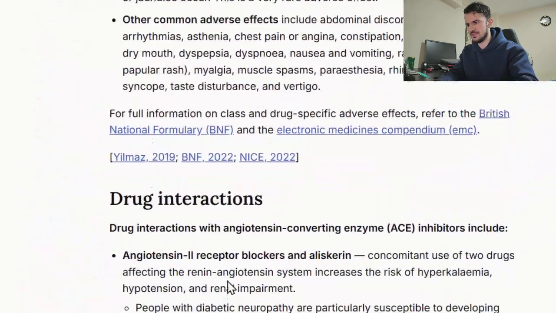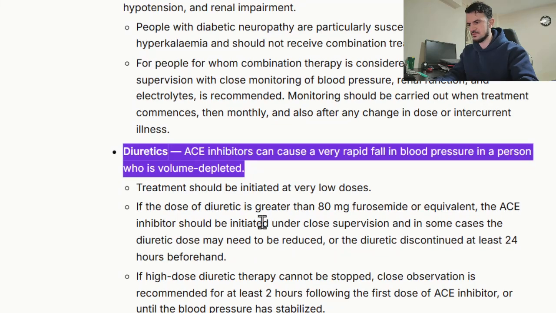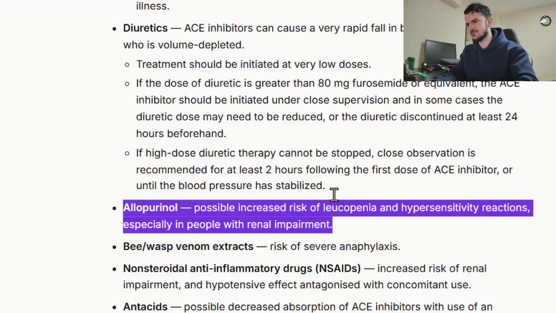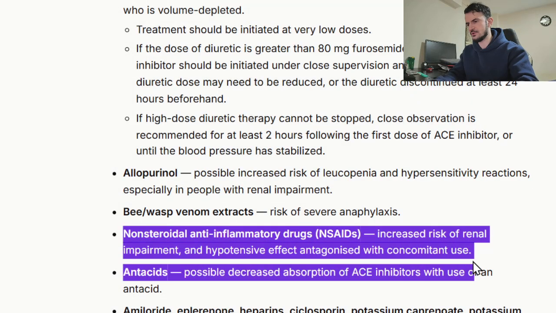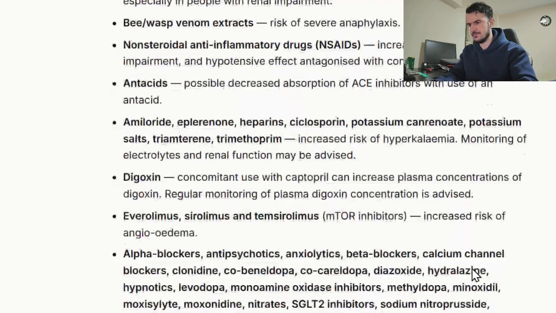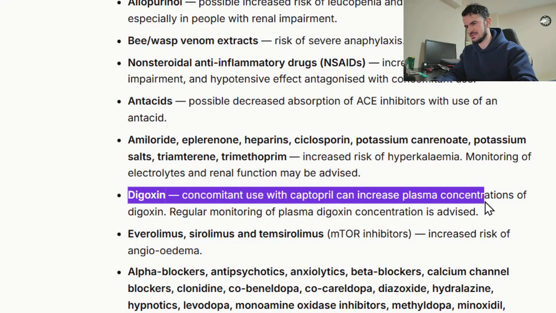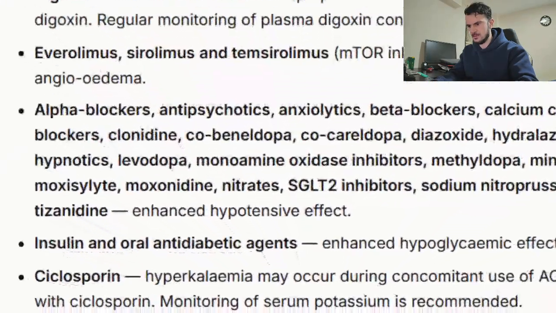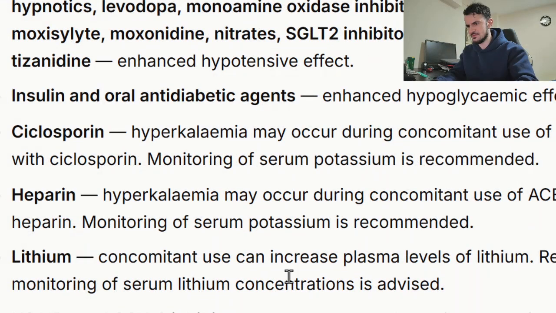And as you see, there are some interactions here, like diuretics. Ramipril can cause hyperkalemia, spironolactone or eplerenone can cause hyperkalemia as well. Obviously, allopurinol, increased risk of hypersensitivity and leukopenia. NSAIDs, as obviously ibuprofen can cause a small amount of hyperkalemia. Digoxin is important as well, as Ramipril can cause hyperkalemia, which may alter potassium levels and affect digoxin. Cyclosporin can also cause hyperkalemia. Heparin can cause hyperkalemia as well.